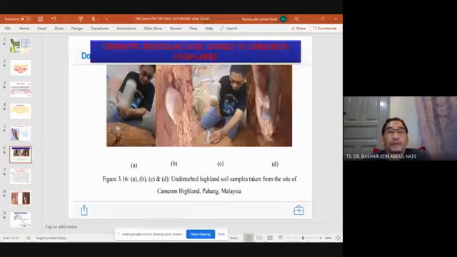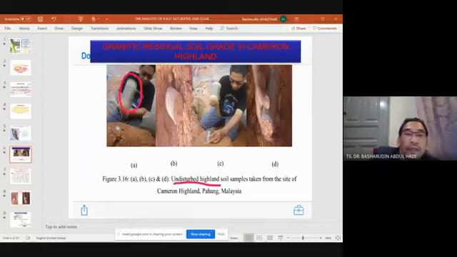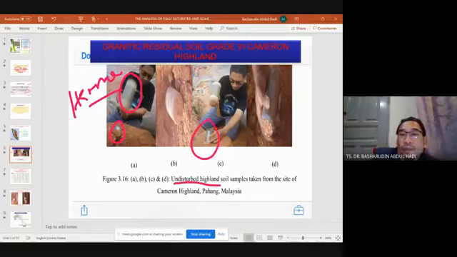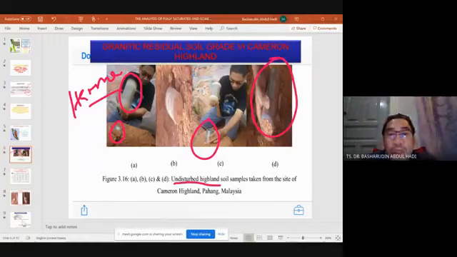This is actually how we take an undisturbed sample, where we use a mallet hammer. This is our hammer, and this is our sampler. We put in the sampler, and after we finish, we take the sample and wrap it, put it in the box, and then bring it back by car to the laboratory.